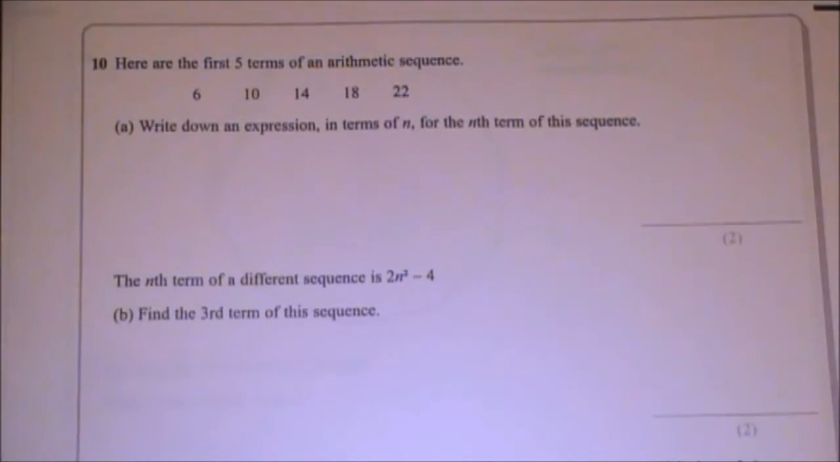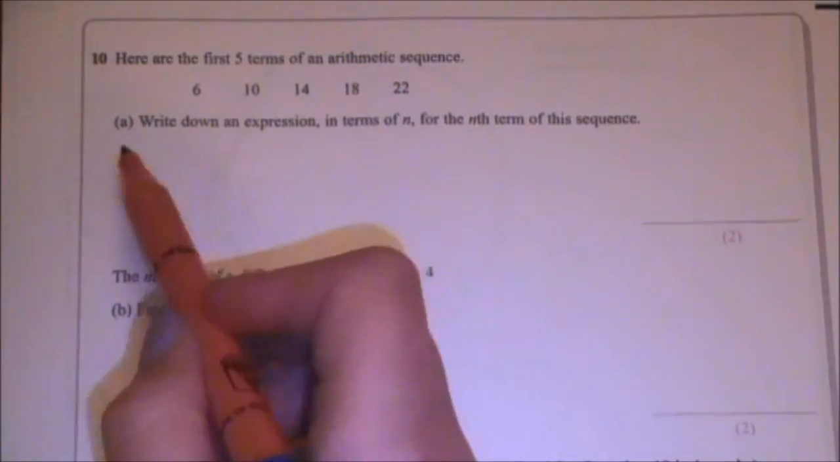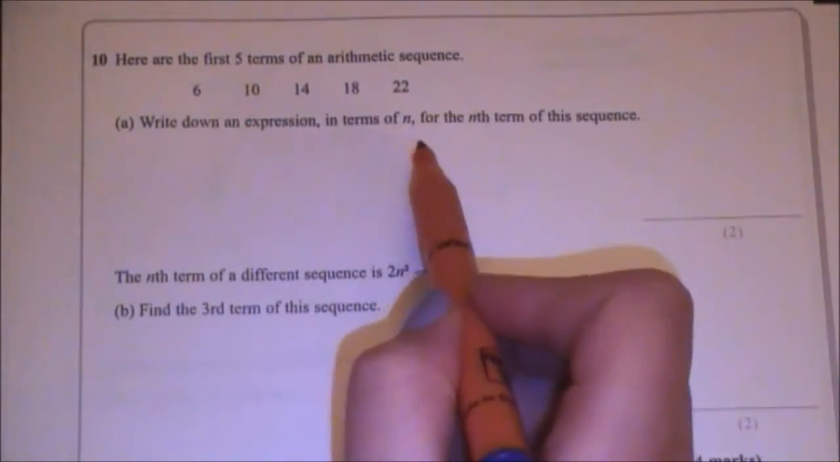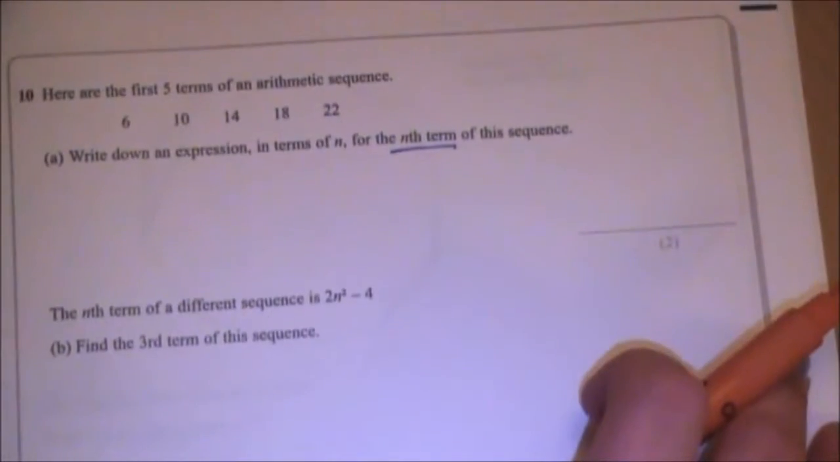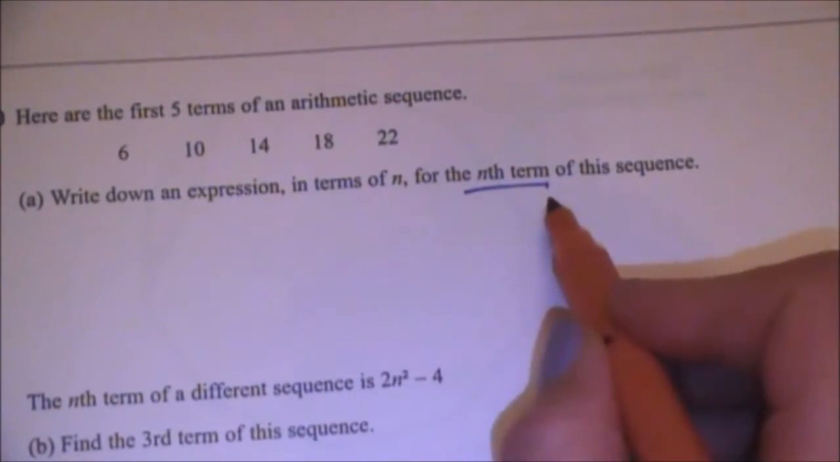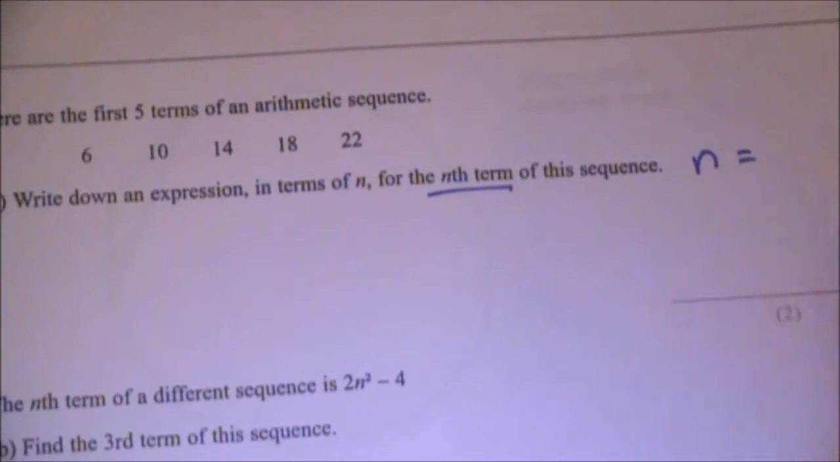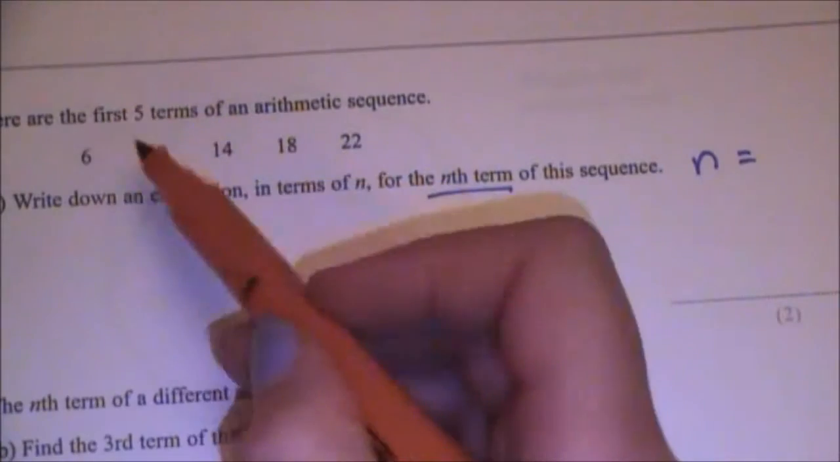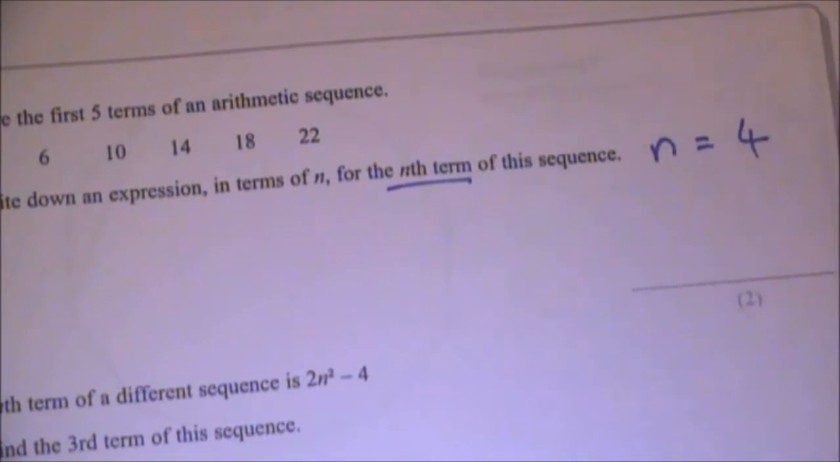Question 10 is sequences and nth term. So here are the first 5 terms of an arithmetic sequence. Write down an expression in terms of n for the nth term of this sequence. Common mistake lots of people make on this question, let me zoom in. Common mistake lots of people make is they see all these numbers and they know that they want to write an expression and they'll start by saying, oh well, n equals. And then they'll notice the fact that the numbers are going up in 4 and they'll say, oh, n equals 4.